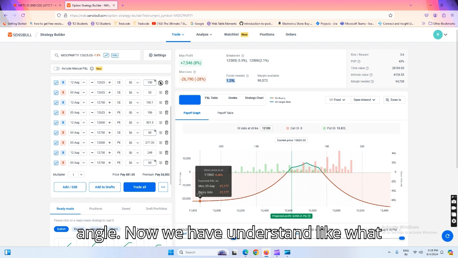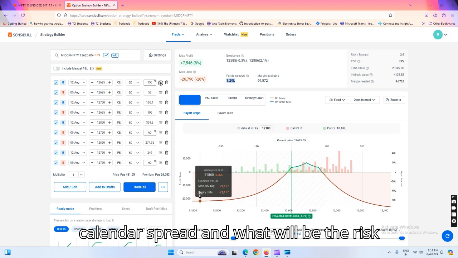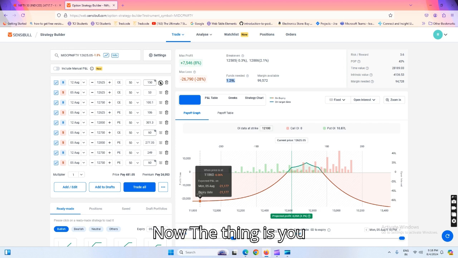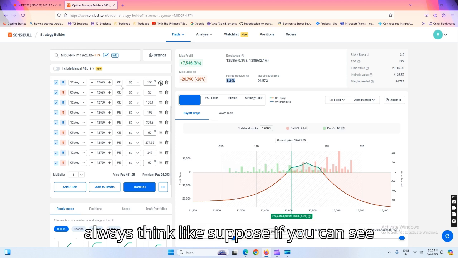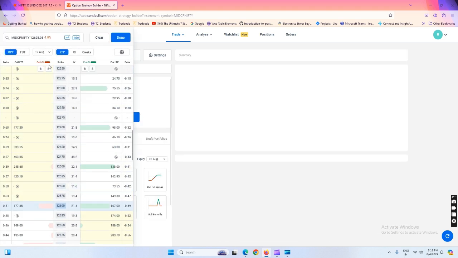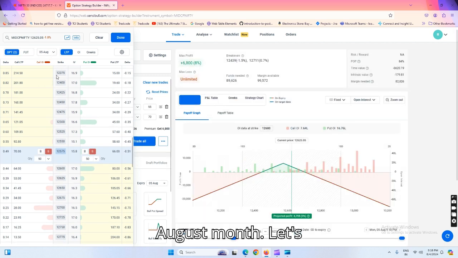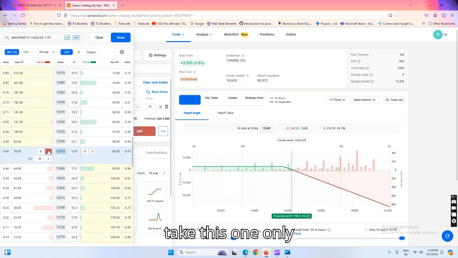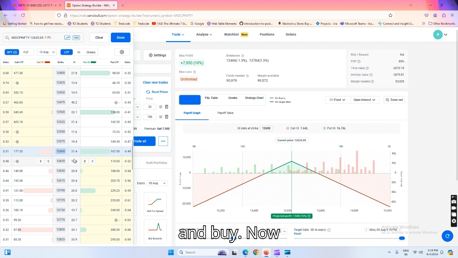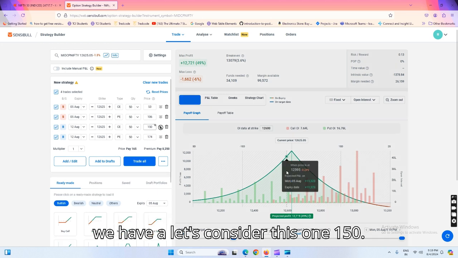Now we have understood what is meant by calendar spread, what the risk reward is, when we have to execute the trade, and how to do the adjustments. Now, one more magic about this trade: suppose I clear the trade. I sell the August future, August month. Let's take this one only, 625, 625, and buy. Let's consider this one 150.